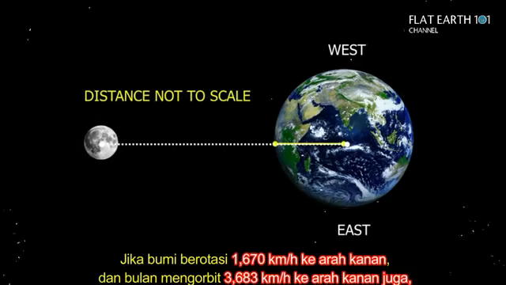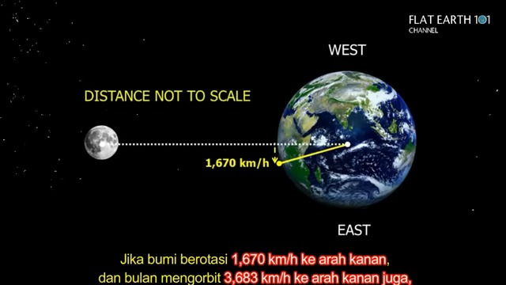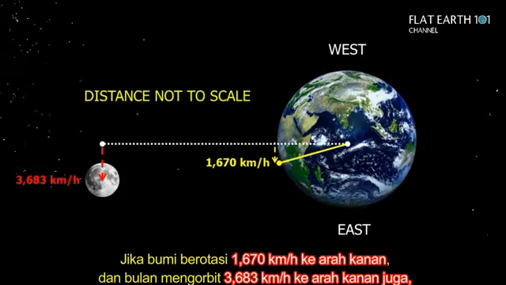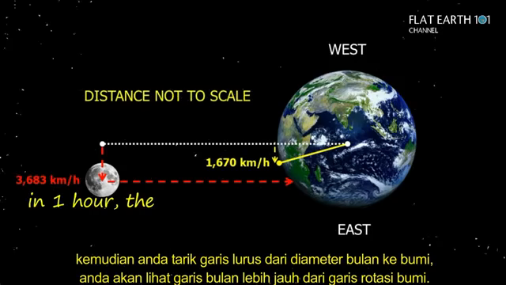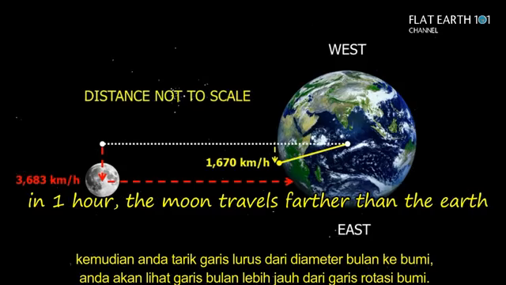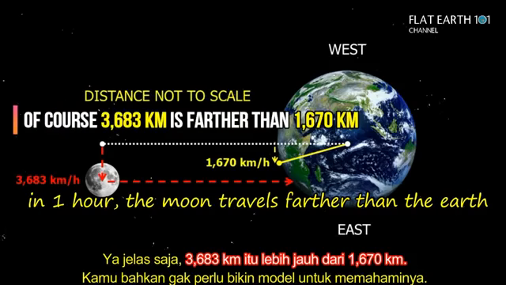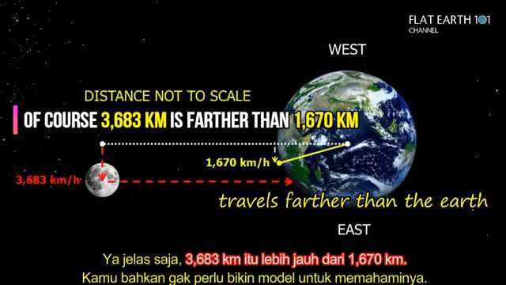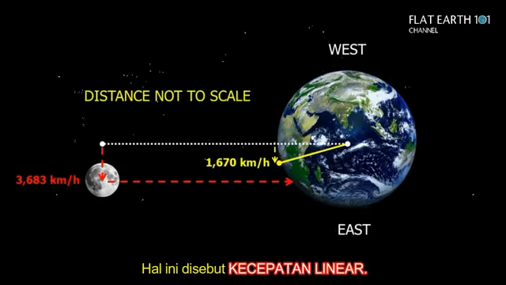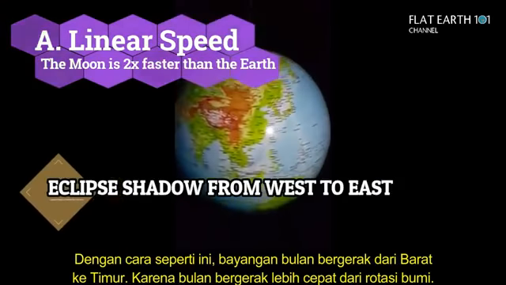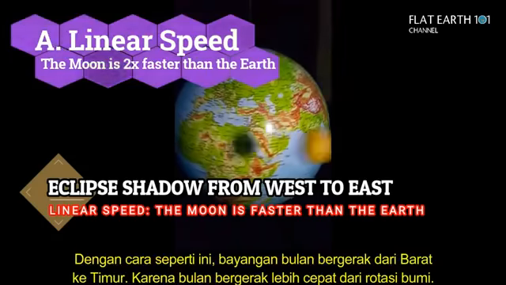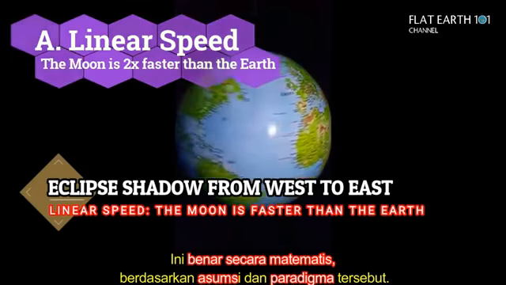If the Earth rotates 1,670 kilometers in 1 hour to your right, and the moon orbits 3,683 kilometers to your right too, then you draw a straight line from the moon's diameter to the Earth. You will see the moon's line is farther than the Earth's line. But of course, 3,683 kilometers is farther than 1,670 kilometers. You don't even need a model to understand. This is called linear speed. In this way, the eclipse shadow moves from west to east because the moon is faster than the Earth. It's mathematically correct based on those assumptions and paradigm.